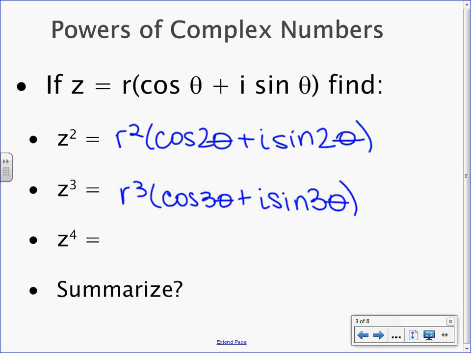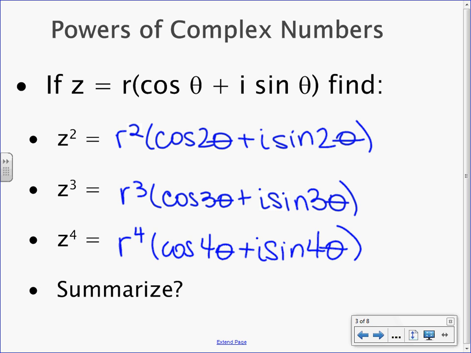And what happens with z to the fourth? R to the fourth cosine of 4 theta plus i sine of 4 theta. Do you see a pattern? It's all the same number, whatever power we're being raised to. R gets raised to that power, and theta gets multiplied by that power.